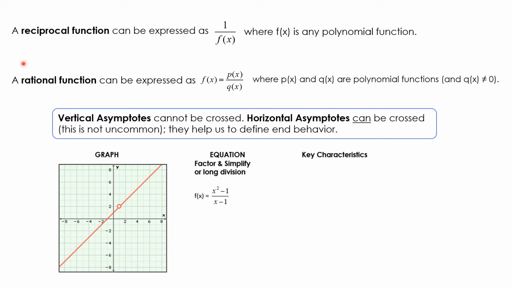So here's a graph. Here's the equation of that graph. And we're going to list a bunch of key characteristics. So first we take the equation, we're going to factor and simplify or use long division if that's what's required here. So our first step here is we will factor because our numerator will factor. That's a difference of squares in the numerator. Let's rewrite that as x minus 1 times x plus 1 over x minus 1. So there's your first step, is to factor.